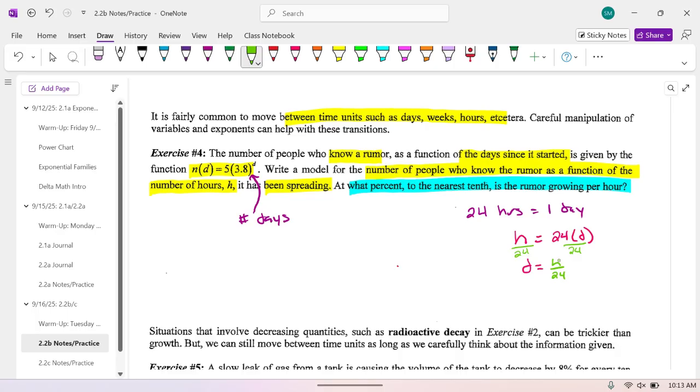Since we know how to write our number of days in terms of hours, we can take this and replace it for D in our original function. So our new function would be n of h, because we're writing in terms of hours, is equal to 5 times 3.8 raised to the h over 24. Now I need to find my rate of growth. So how do I do that?